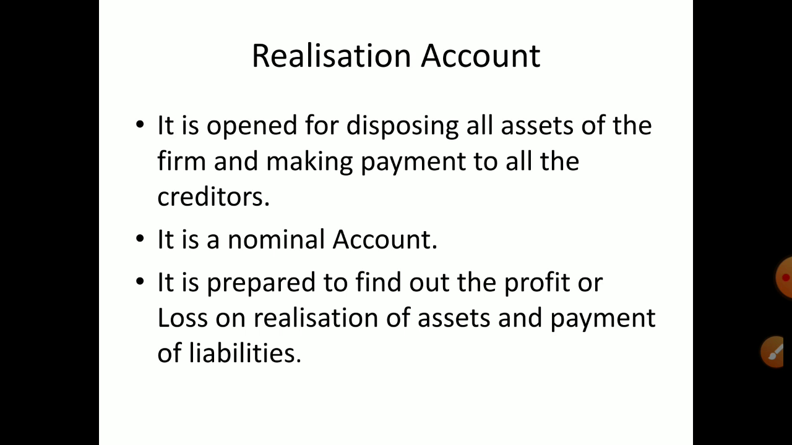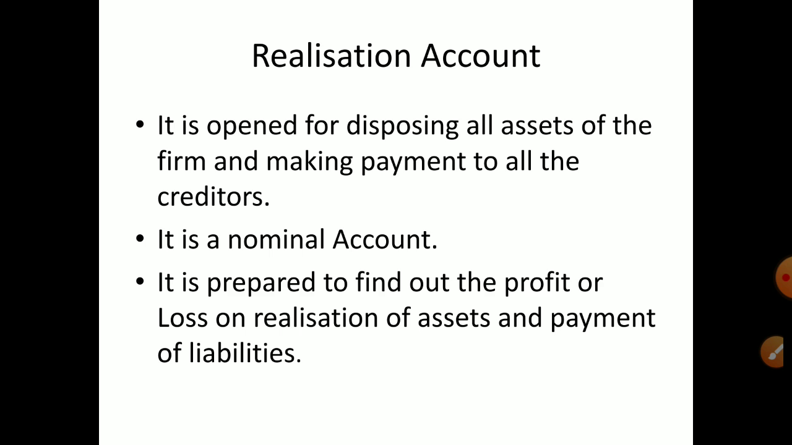Now, how to make the realization account and what journal entries to deal with, we'll discuss today. Basically it is a nominal account. The nominal account rule, you know: debit all expenses and losses, credit all incomes and gains. It is prepared to find out the profit or loss on realization of assets and payment of liabilities. As usual, with a nominal account our purpose is to find out the profit or loss, just like the revaluation account, which is also nominal in nature.